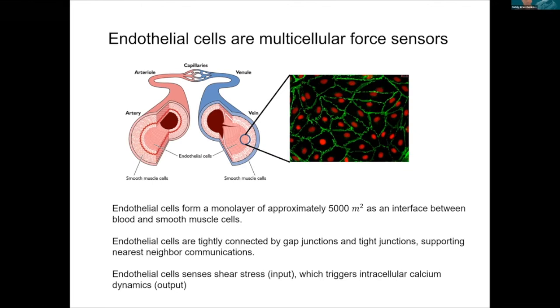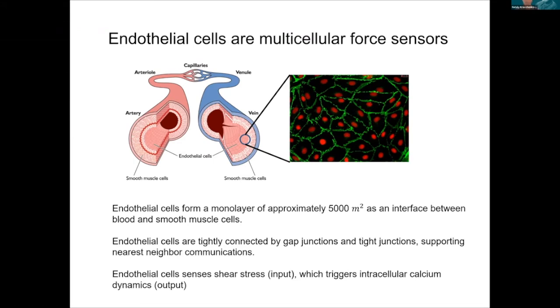They form an interface between the blood and smooth muscle cells, and particularly they are able to communicate. As you can see on the right here, the cells are tightly connected to each other, and there are two types of junctions. One is a mechanical junction called tight junction, and the other is a chemical junction called gap junction. So they can communicate either way, through gap junctions or tight junctions.